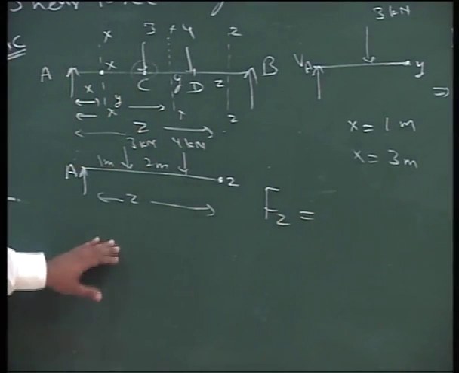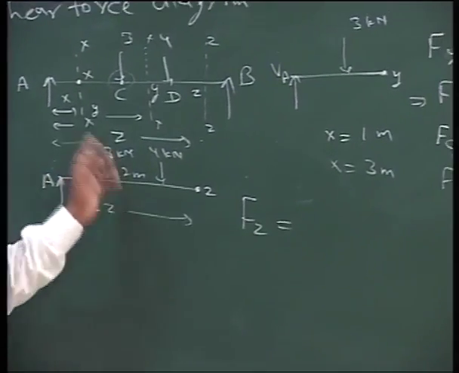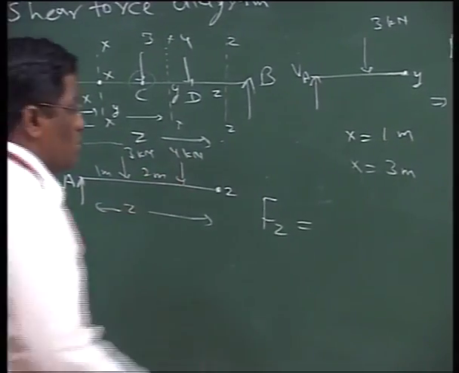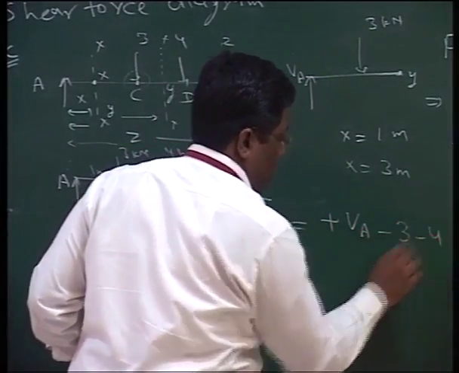FZ, what is the value? Shear force VA is positive with this sign convention, 3 kilonewton is negative and 4 is also negative. That means VA minus 3 minus 4.